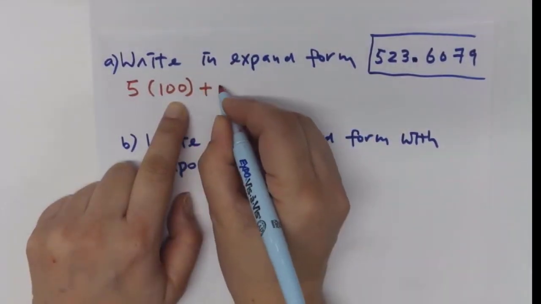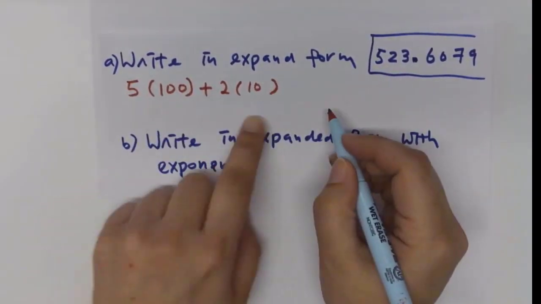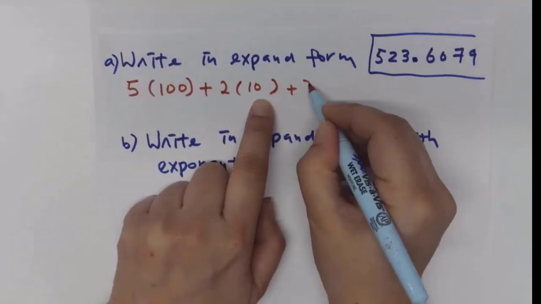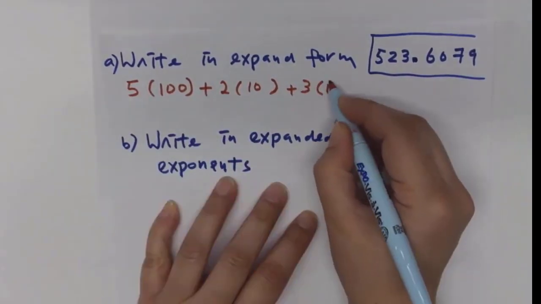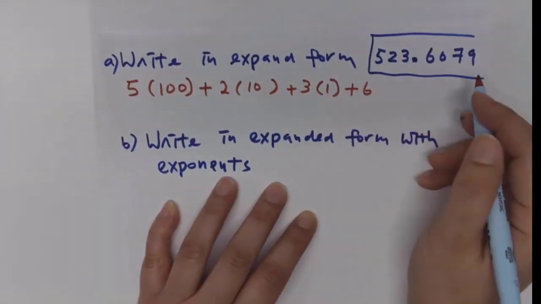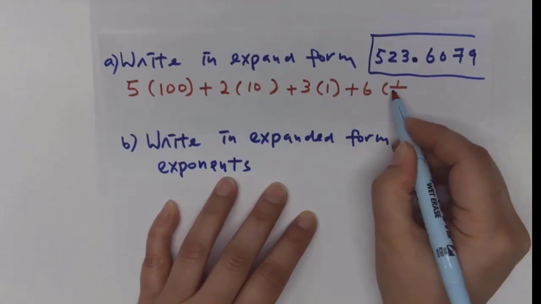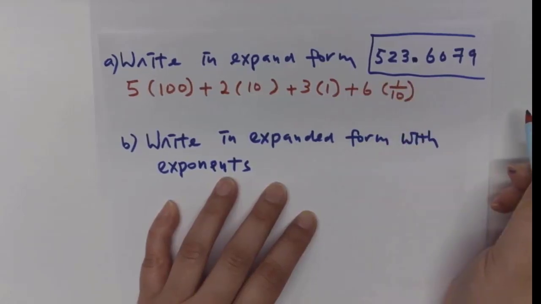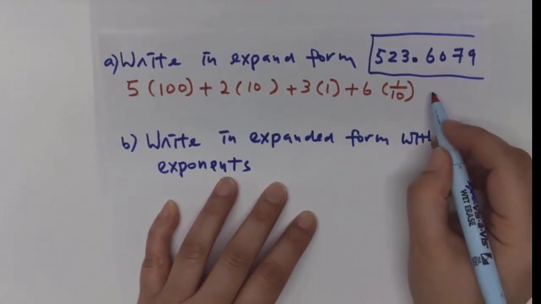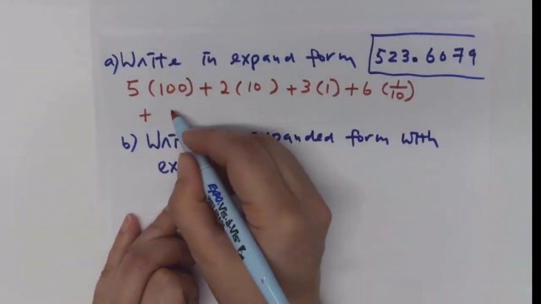And then the 2 represents 2 what? That's why you get 20, right? And the 3 is 3 ones. Like that. After the decimal point, we have 6 in what place value? That's tenths, right? So it's going to be 6 times 1 over 10 like this. Is it okay? And the next one would be 0. Sometimes we don't write it, but if you write that, that would be 0.